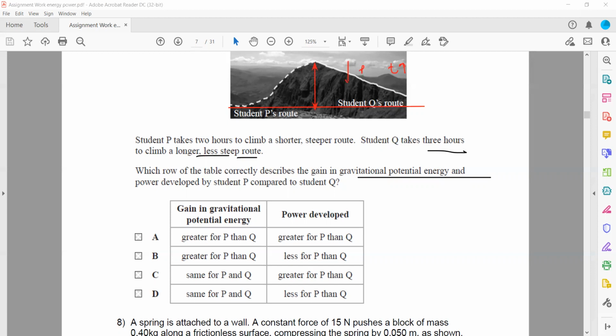And the one which takes a shorter time means he developed more power. So the power of P will be greater than the power of Q. So C will be the right answer. Is it clear? Discussion. The same thing: the question can be about work done, so the same answer will apply if they ask for work done. Any doubt in this question?